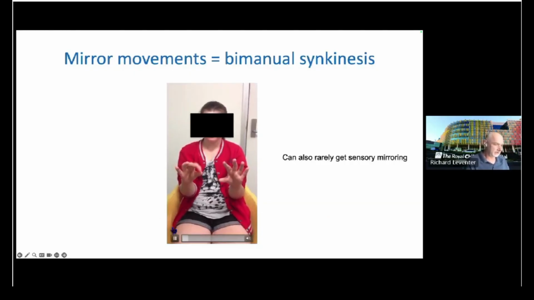I'll just stop that. And there's also something called sensory mirroring, which we don't routinely test for in the clinic and is much rarer, where you can, say, tickle them on one side of the cheek and they will feel that on the other side of the cheek at the same time, which also can occur in axon guidance problems, including callosal abnormalities.